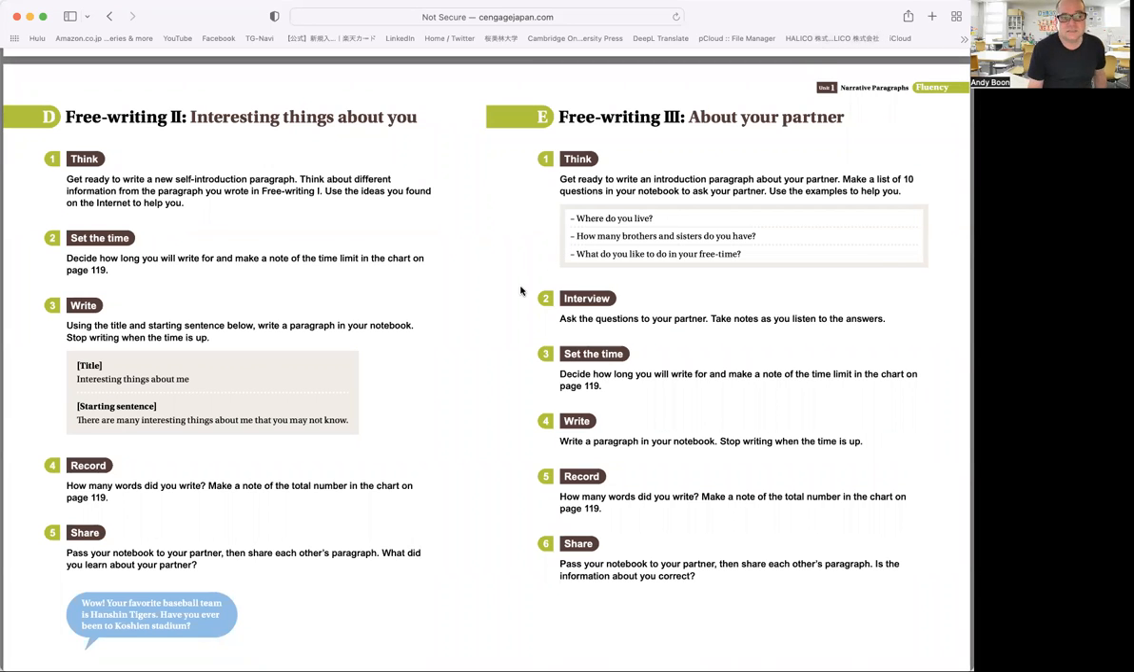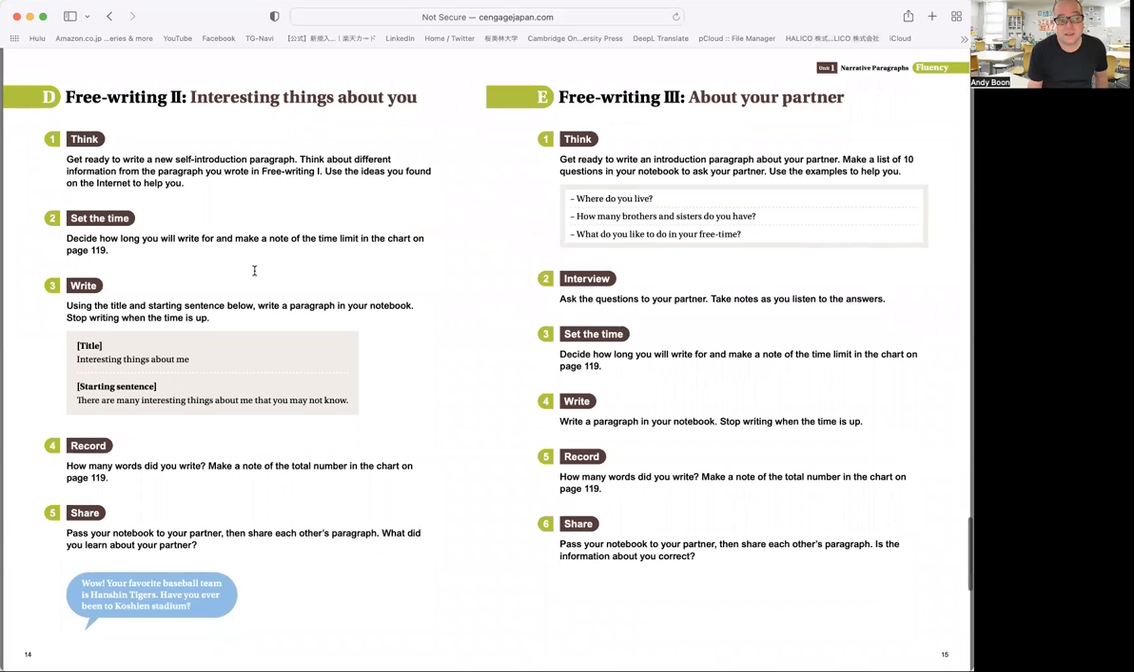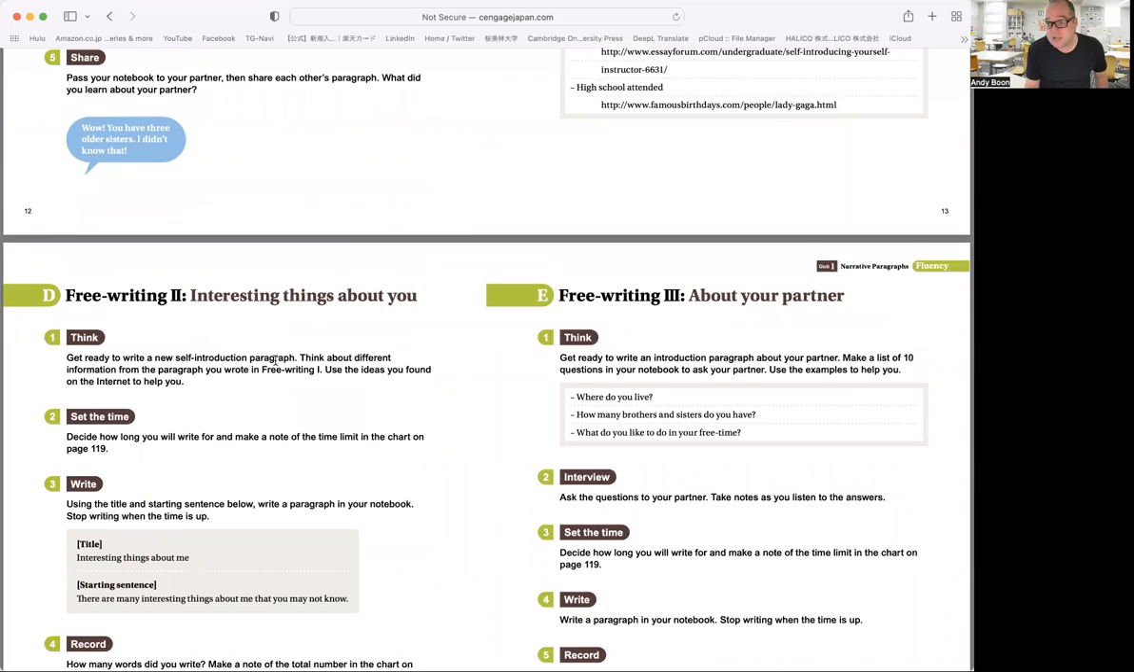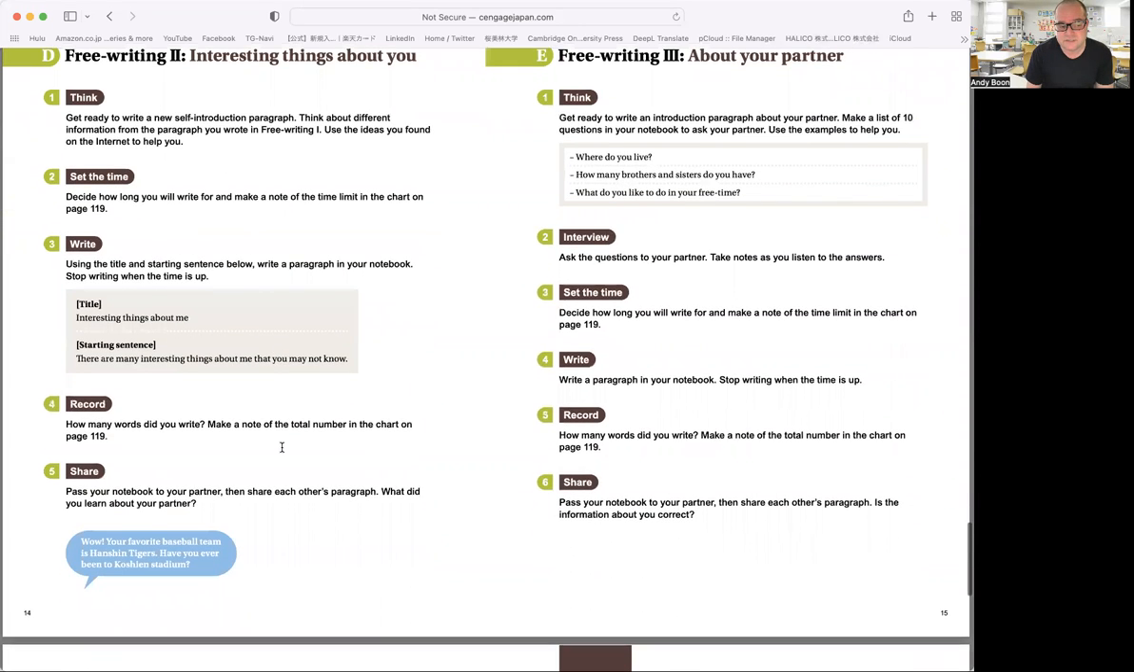So in free writing 2, they've done a little bit of research online. They've thought about other topics that they could write about. So here they're going to write a second free write about themselves, and they're going to try to include some of these new things that they found out on the internet. Maybe they're going to write about high school or where they were born. Maybe they didn't include that in the first free writing activity.